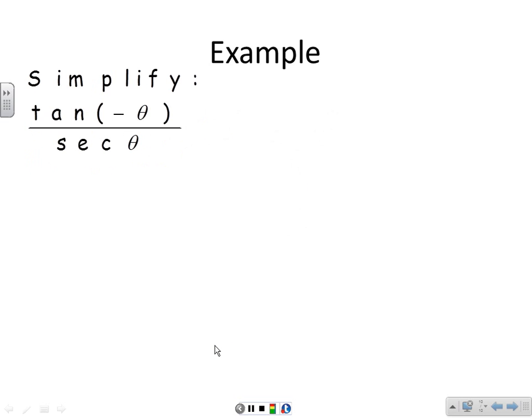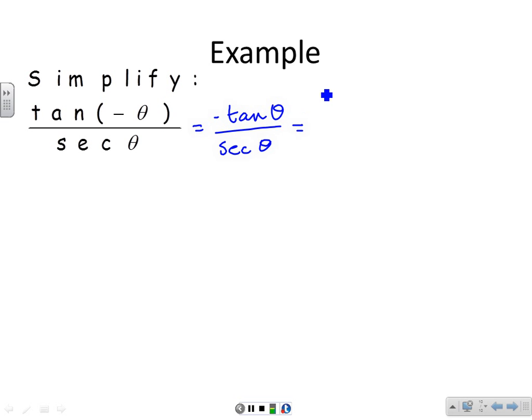Okay, so this one we have our negative angle, and if you'll remember your identities, tangent of a negative theta is the same as negative tangent theta. We don't want to work with negative angles. When we have a negative angle and a positive angle, we want to try to get everything in terms of a positive angle. So tangent of a negative angle is the same as negative tangent of that angle over secant theta.